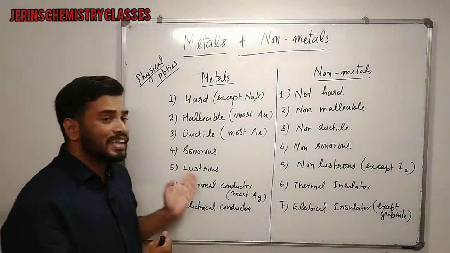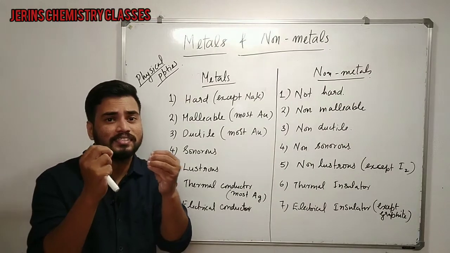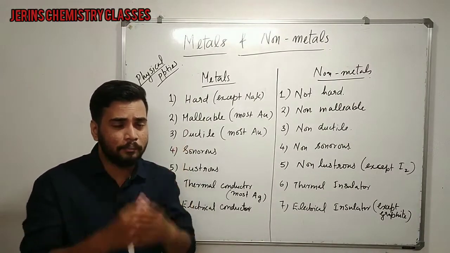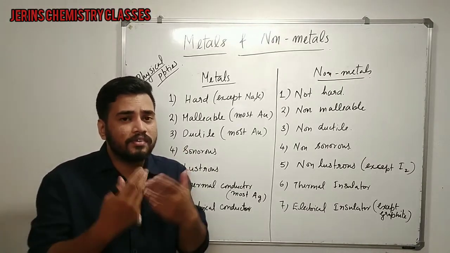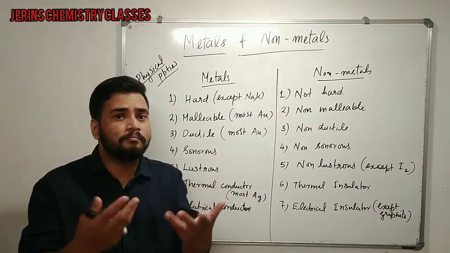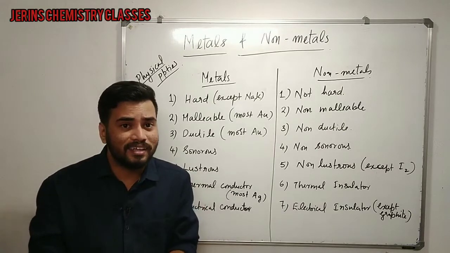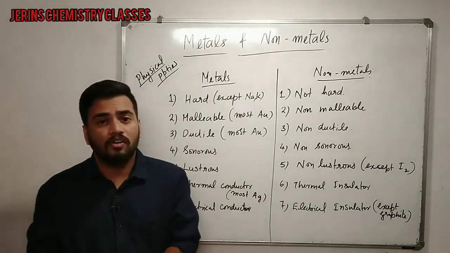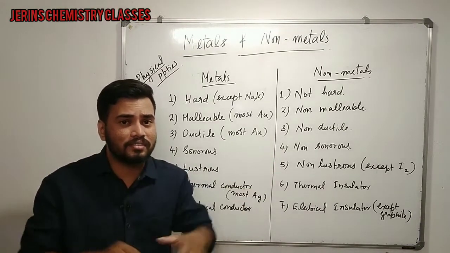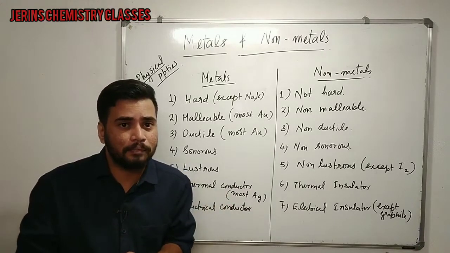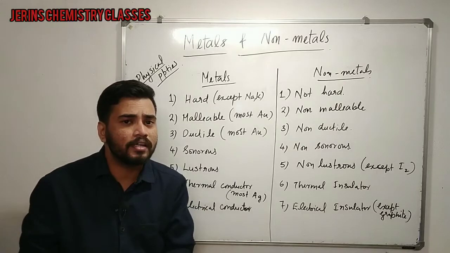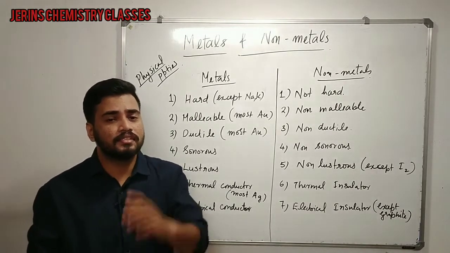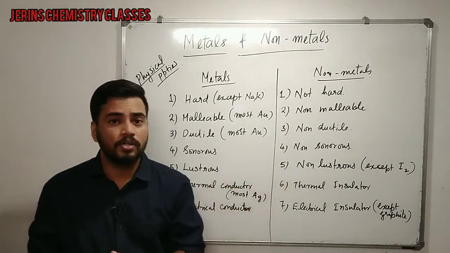Then the fifth property, lustrous nature. Lustrous nature means it has a shining or glowing appearance. If you take any metal, such as gold, silver, or even iron, it has a shining appearance. But non-metals are generally non-lustrous. One exception is iodine. Iodine is a non-metal, still it has lustrous nature. That is the one exceptional case for non-metals.